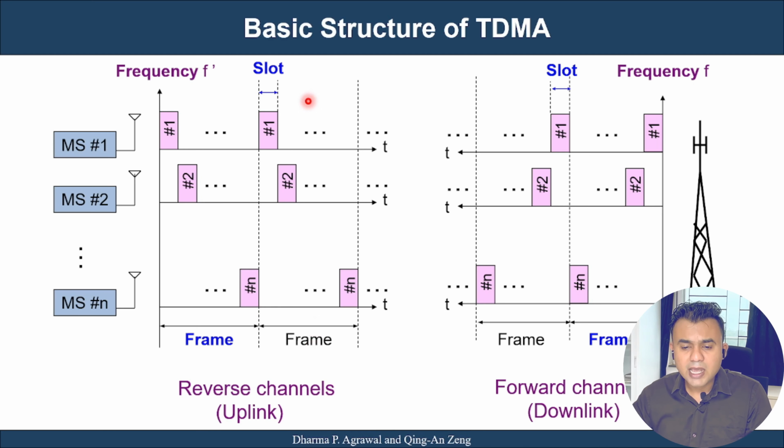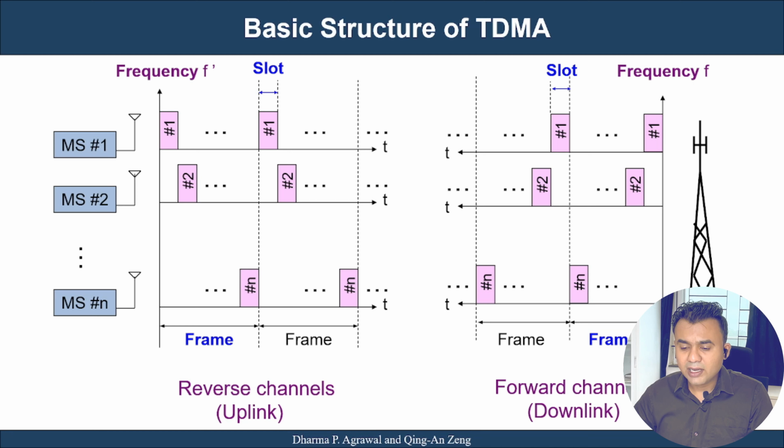For example, this is a basic structure of TDMA, such as, let's say, these are the reverse time channels. Let's say mobile user 1 wants to talk to the base station and the frequency is the same. However, it can talk only in the first time slot, which has been dedicatedly allocated to mobile user 1. Similarly, mobile user 2 can talk to the base station in time slot 2, and so on for all n time slots.